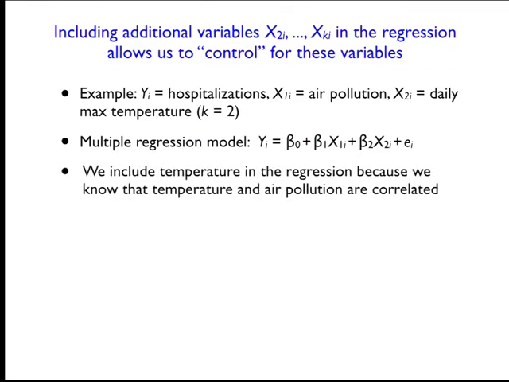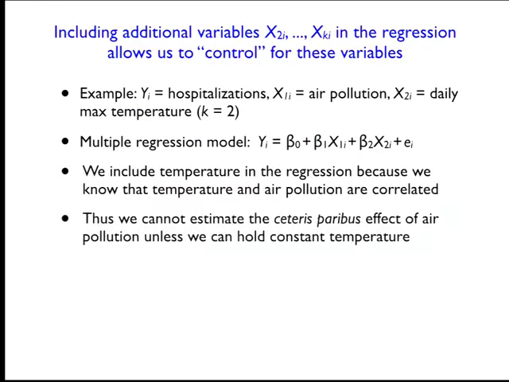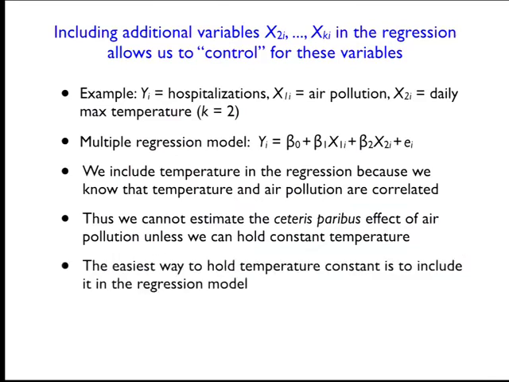The goal we're trying to achieve, or the reason that we're including temperature in the regression, is that we know that temperature and air pollution are both correlated. So we're not going to be able to estimate a ceteris paribus effect of air pollution on hospitalizations unless we can hold constant temperature, right? Because remember, we want to think about the effect of variations in air pollution when all other factors that could affect the outcome are held constant. And in particular, we know maximum temperature is something that varies with air pollution. You could collect data and I can show you that that's true, that there is a correlation between those two variables. So given that it's correlated with air pollution and is something that could affect hospitalizations, we're going to need to find a way to hold it constant or control for it. And the way that we do that is by including it in the multiple regression.